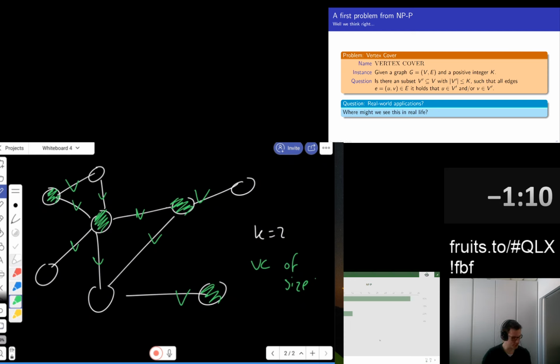Are there more questions about vertex cover or about NP minus P or anything like that? As I get my keyboard back. You're very welcome. Let me transition this away again.